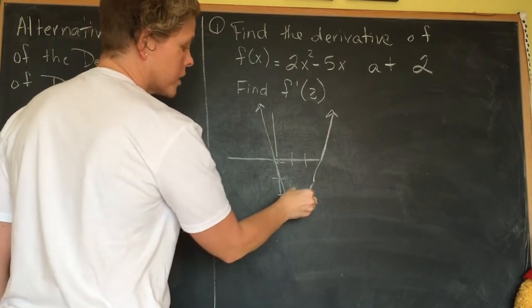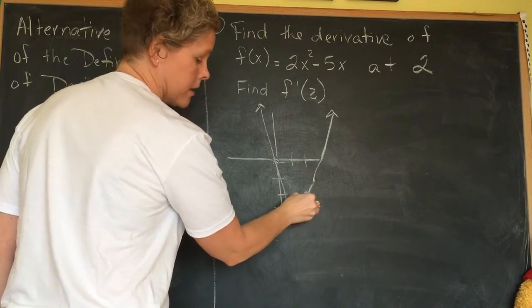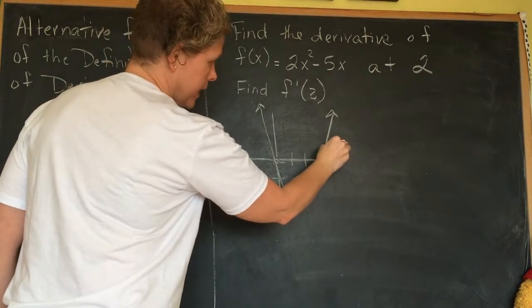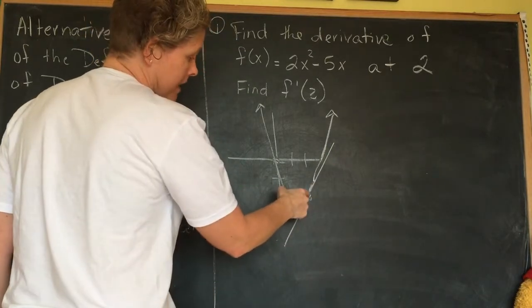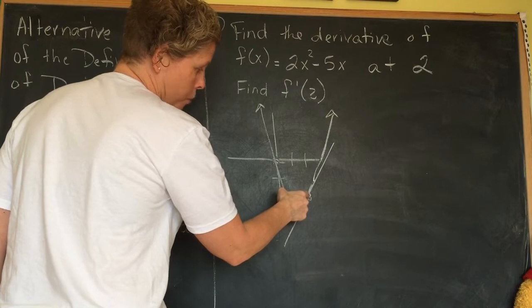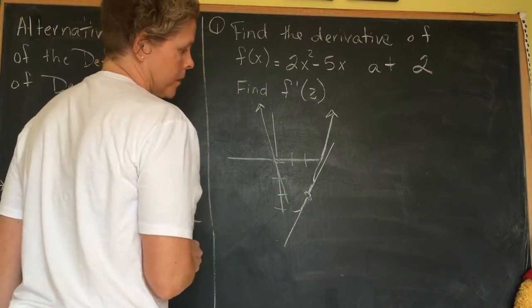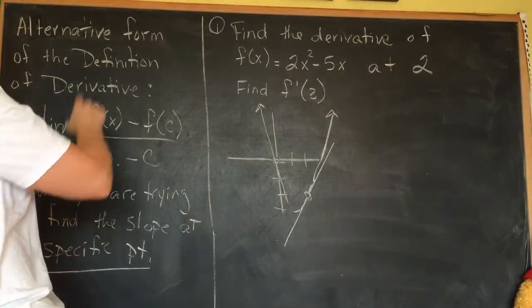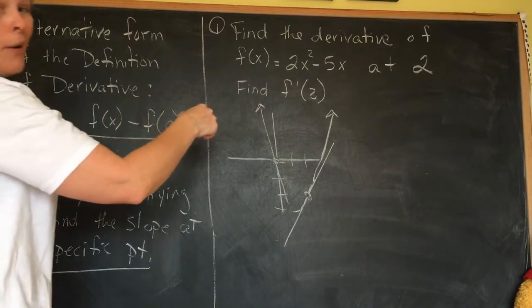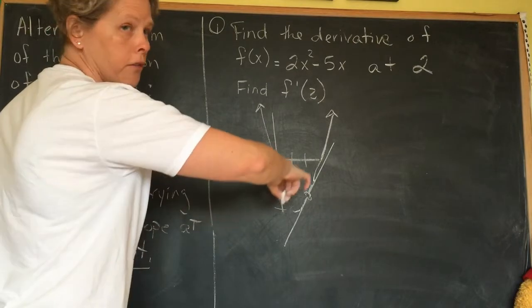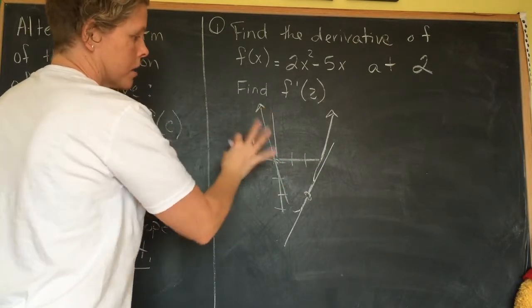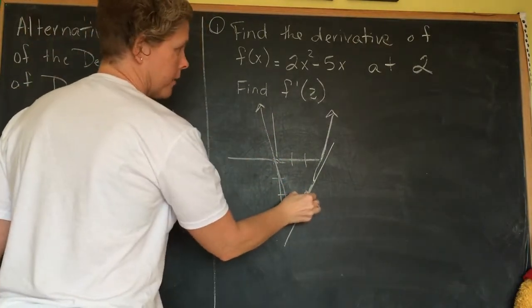So I want to know what the derivative is at this point. If I drew in a tangent line, I'm looking for the slope of that tangent line at that exact moment, right there at that point. So we're going to use this formula to solve this question. Now, in your homework, you do not need to graph it. I just graphed it so you could see what we're looking for. This is not necessary in terms of your work. But I'm looking for the point right here.